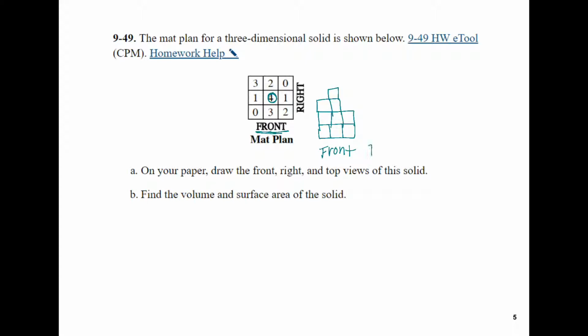When I'm looking at my right view, I can see that I have 3 blocks along the lower level. I have 3 blocks across the second level, as well as the third level. And I have 1 block again in the center.